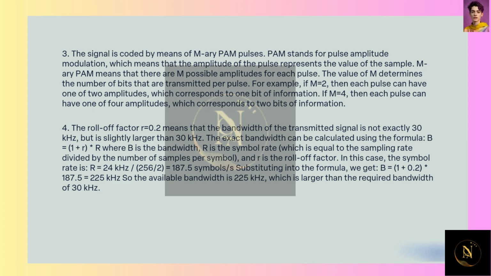In this case, the symbol rate is R equal to 24 kHz/256/2 equal to 187.5 symbols/s. Substituting into the formula, we get B equal to (1 plus 0.2) times 187.5 equal to 225 kHz, so the available bandwidth is 225 kHz, which is larger than the required bandwidth of 30 kHz.